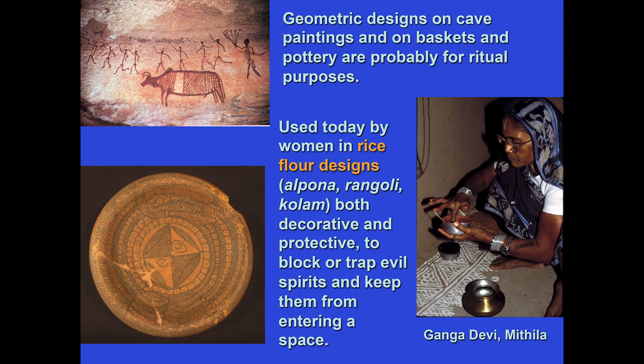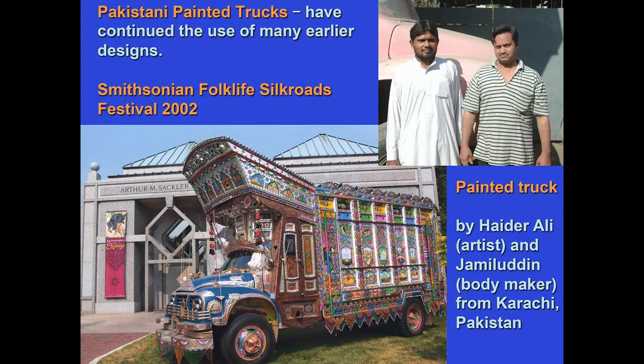And that's a concept that I didn't think about until I talked to her when I was working with her at the Smithsonian. So she came to the Smithsonian to demonstrate Mithila painting, and Mithila painting is very famous for its very delicate line work. I also worked with Pakistani truck artists, and I was able to work with Hyder Ali, who's now one of the most famous truck painters in Pakistan. And this is the truck that we made for the Smithsonian outside the Freer Sackler Gallery. And the body maker is Jamiluddin.